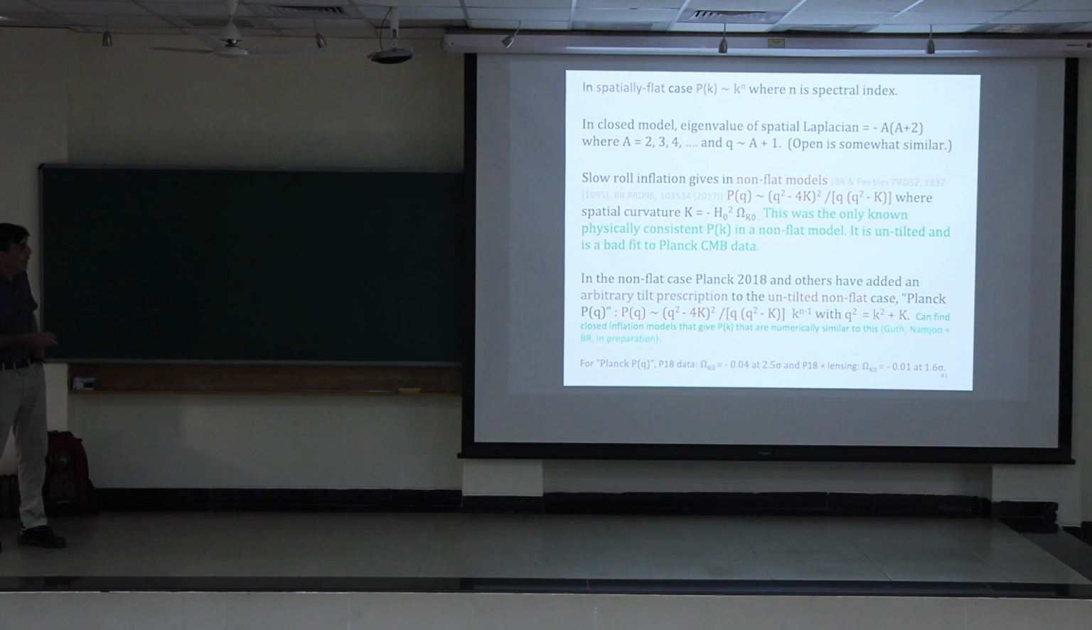But we know that this is not tilted. And so when Planck did their analysis, they took the slow roll inflation model's power spectra and multiplied it by k to the n minus 1, without providing much motivation for that. I'm working with some collaborators and trying to understand whether you can get a spectrum like this from inflation models, and we find with numerical analysis that you can get something pretty close to it.